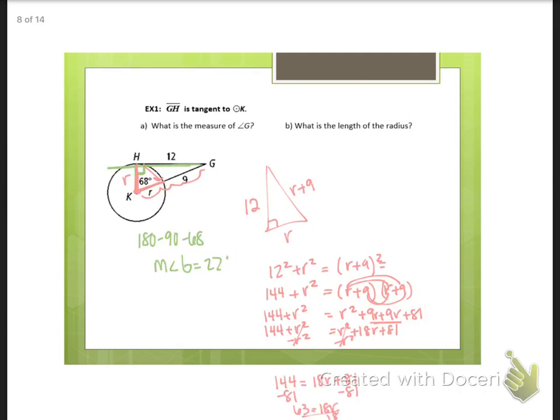And divide by 18. Your r squared should cancel in this. Okay, so the radius in this represents 3.5. The biggest part people mess up on is making sure to write this out twice and distributing it properly.